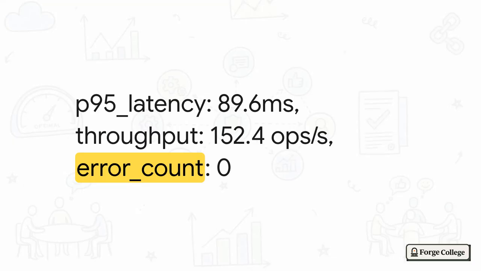And here's the exact output you'd get. At the end of the loop, your script spits out this precise, machine-readable JSON object containing your performance vitals. You see the run ID, our P95 latency is sitting beautifully at 89.6 milliseconds, throughput is pumping out 152.4 operations per second, and best of all, our error count is a perfect 0. This isn't just someone's opinion about how the app performed, it is hard mathematical proof.